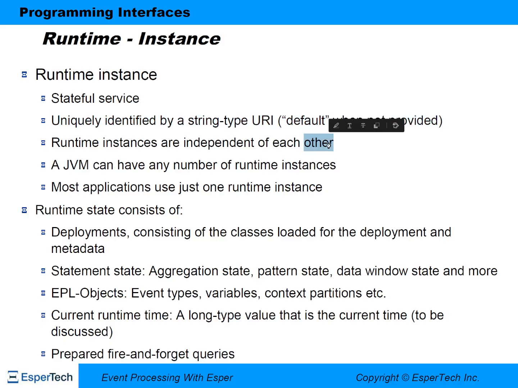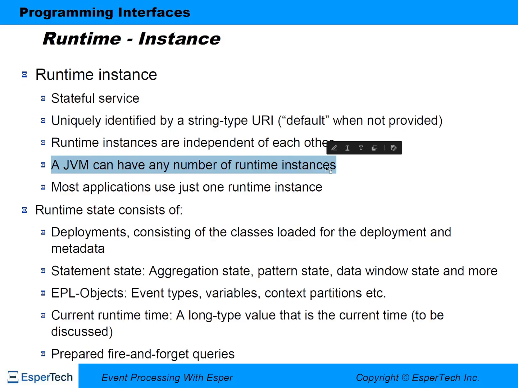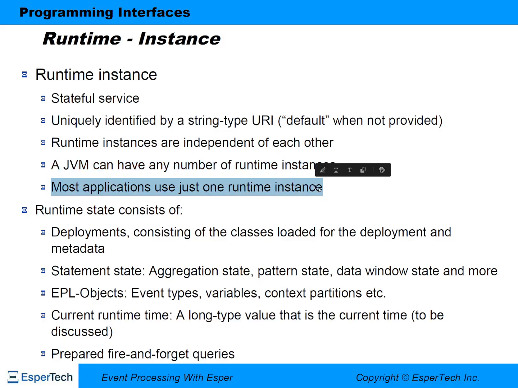Runtime instances are independent of each other. Runtime instances do not share any information with each other. A JVM can have any number of runtime instances. Most applications would use just one runtime instance.